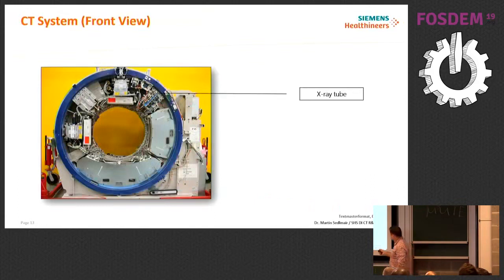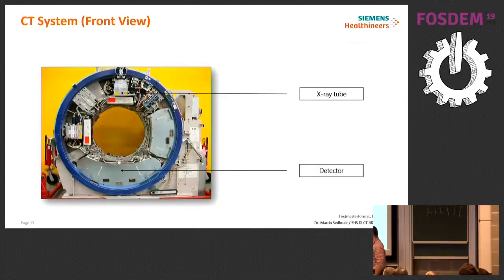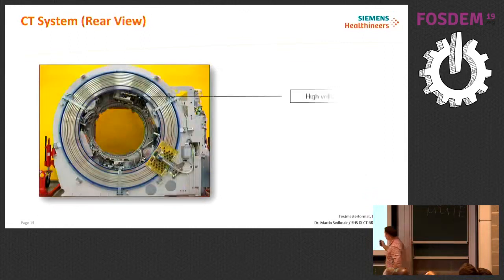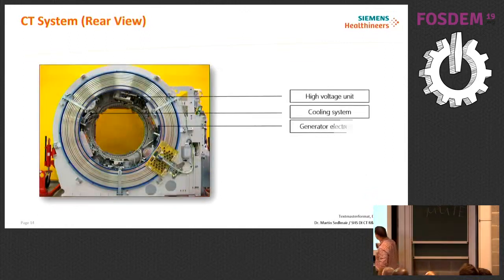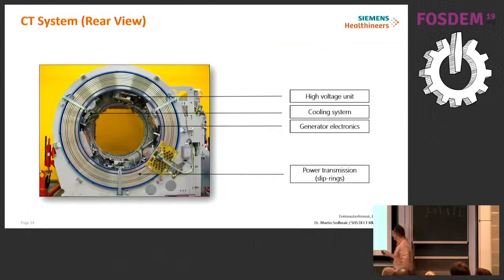And if you open up the system now, you have the X-ray source, of course. You have a detector. And these are the most expensive components of the system. That's one of the biggest problems. We're talking about 50 to 80,000 euros for these two systems. Taking it from the other side, you need a high voltage, a cooling system. Of course, you need electronics and a power transmission.